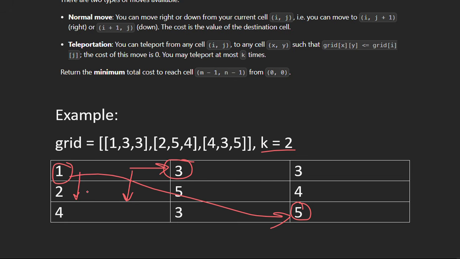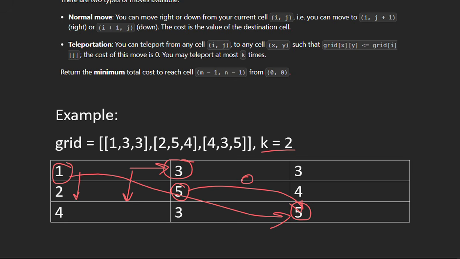The other movement we can do is teleport to another cell. Suppose right now we are at 5. We can teleport to all those cells whose value is less than or equal to 5. See here, all the cells have value less than or equal to 5, and the cost of this teleportation is 0. If I want to go from this to this, I can teleport at cost 0, right?